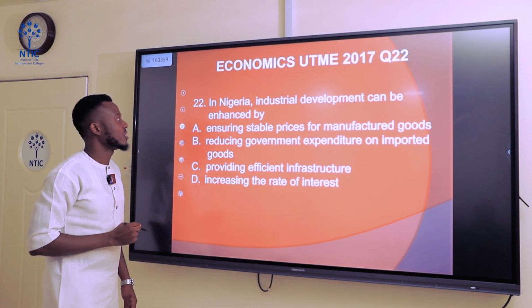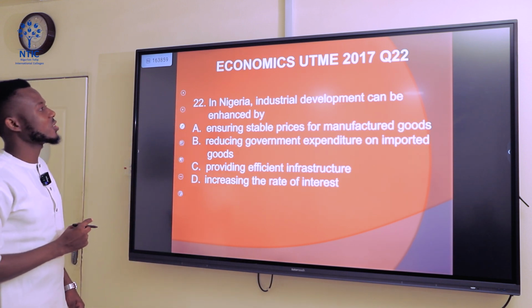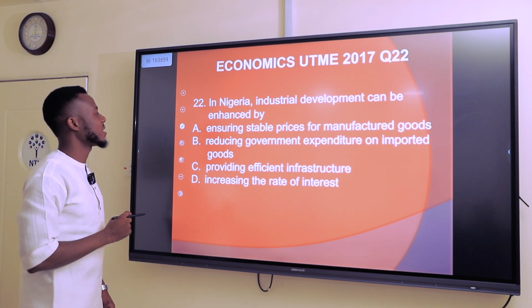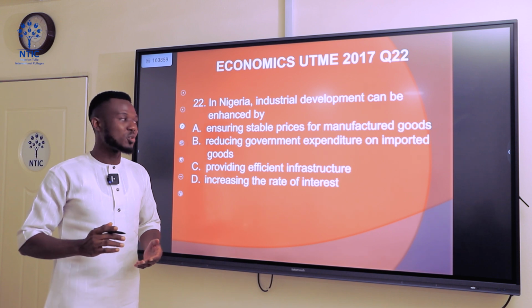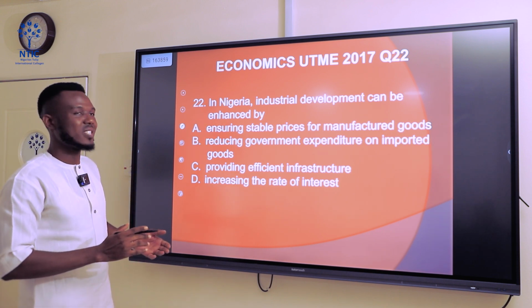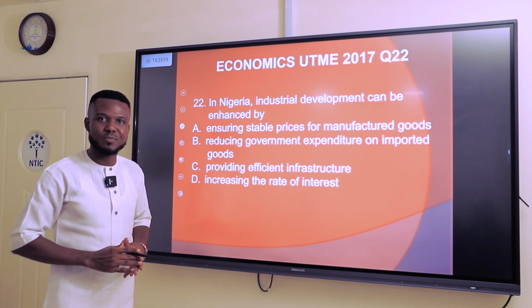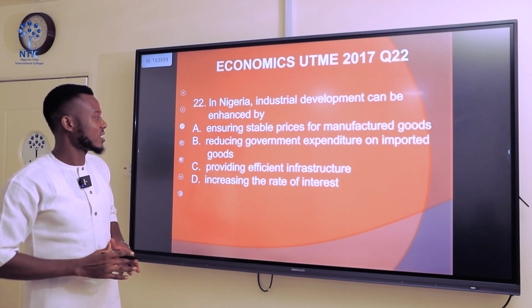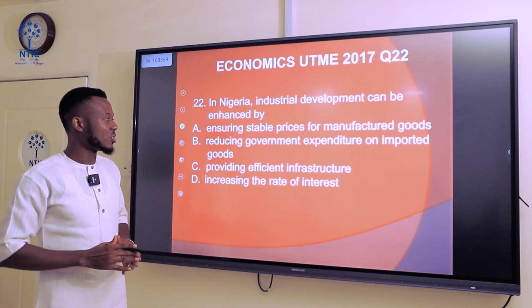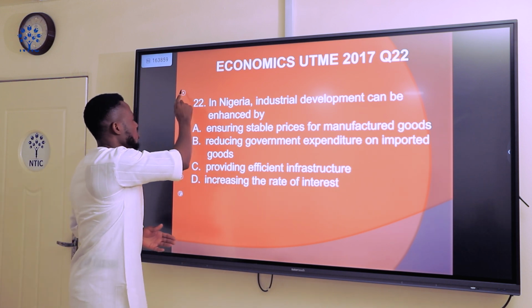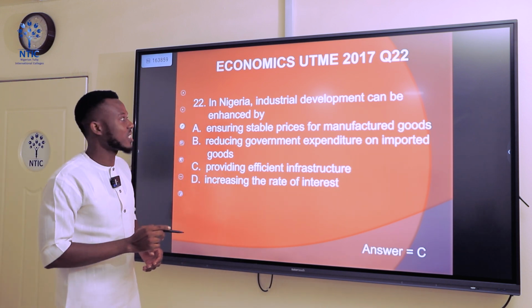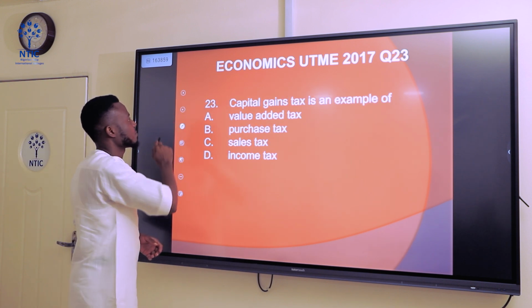Question 22. In Nigeria, industrial development can be enhanced by... How do we enhance industrial development? We could do this through a variety of ways: creating access roads in order to encourage industries, providing electricity to encourage industries, and all these can be grouped under efficient infrastructure. C. So our answer for 22 will be C.